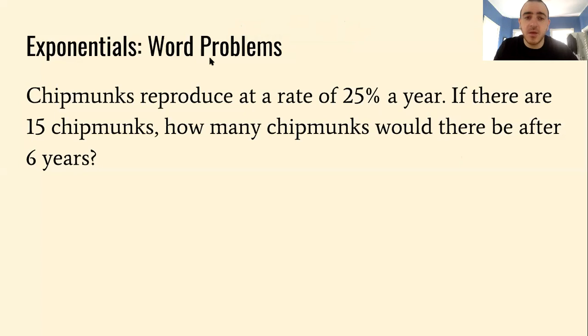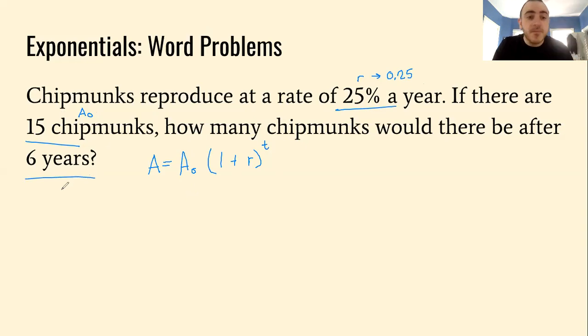For this, you have to kind of just remember your formula a little bit. The final amount is going to be equal to the initial amount, which is represented by A0, multiplied by 1 plus the rate, and then the exponent is your time, right? For this case, I know that the rate is 25. And remember, the rate should always be written as a decimal instead of a percent. So for this one, it's going to be 0.25. We know that we start with 15 chipmunks, so that's our A0. And we're trying to figure out how many chipmunks there are going to be after 6 years, so that's going to be our time.